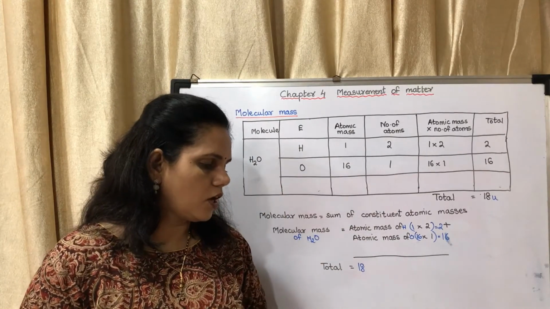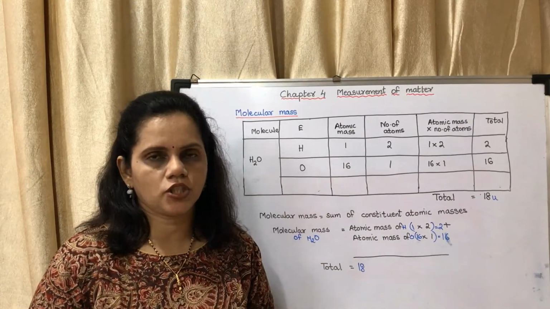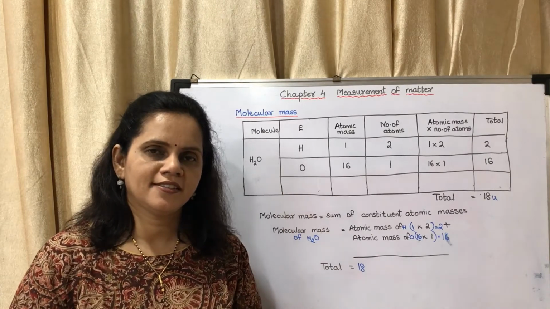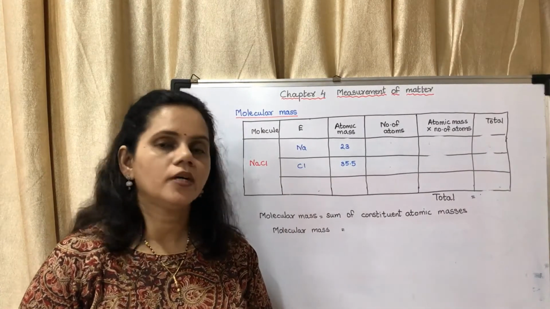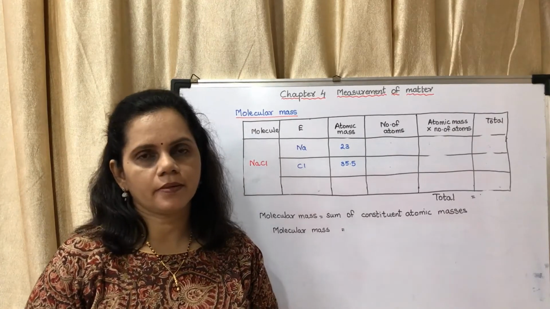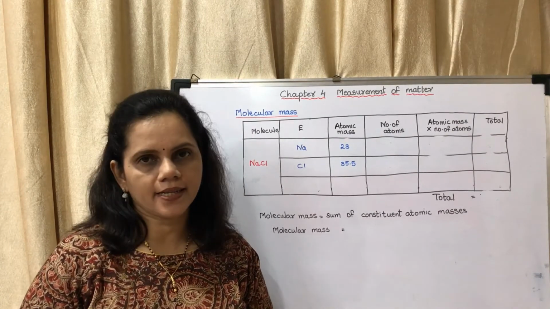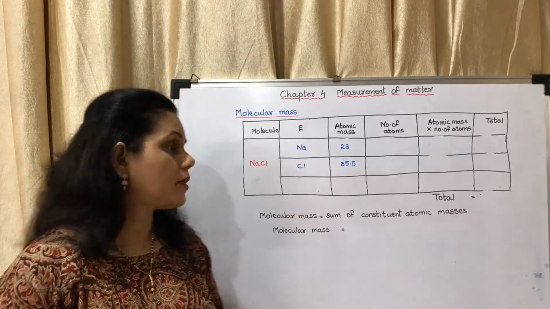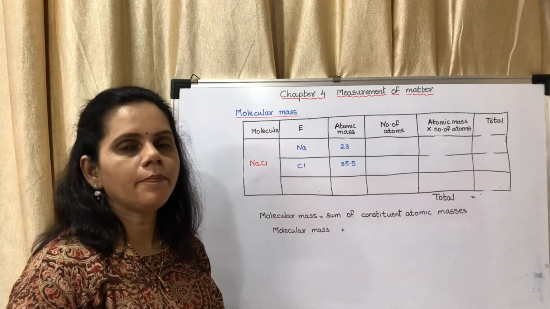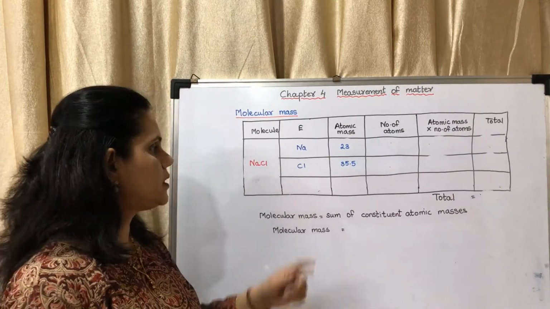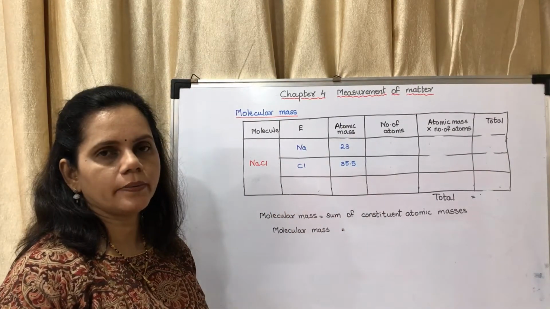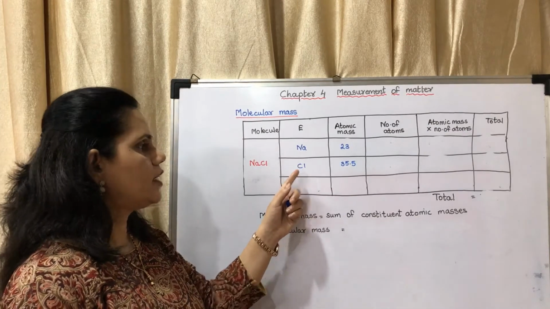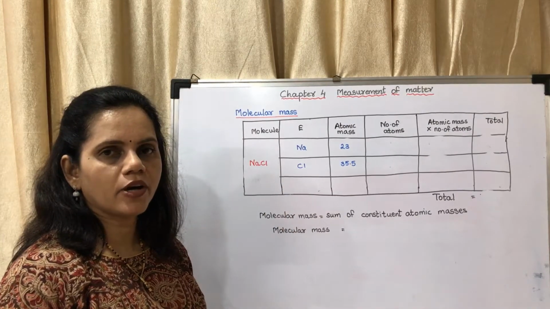Now we will solve the Use Your Brain Power question. You may copy this in your notebook. In the Use Your Brain Power question on page number 51, you have to calculate the molecular masses of some compounds. They have given the atomic masses. The first one is sodium chloride, that is NaCl. What are the elements in it? Na and Cl. Atomic mass of sodium is 23. Atomic mass of chlorine is 35.5.